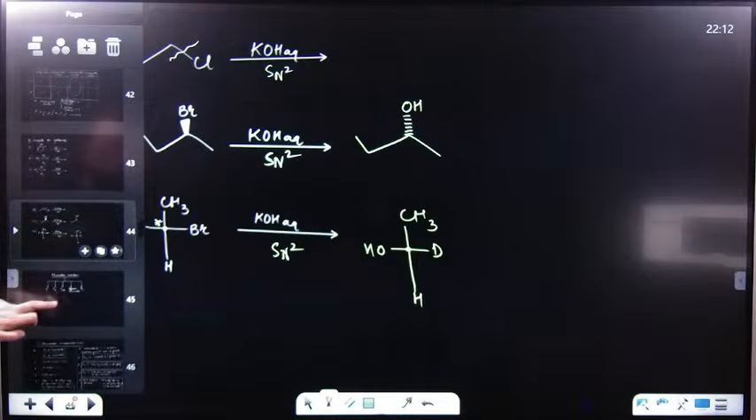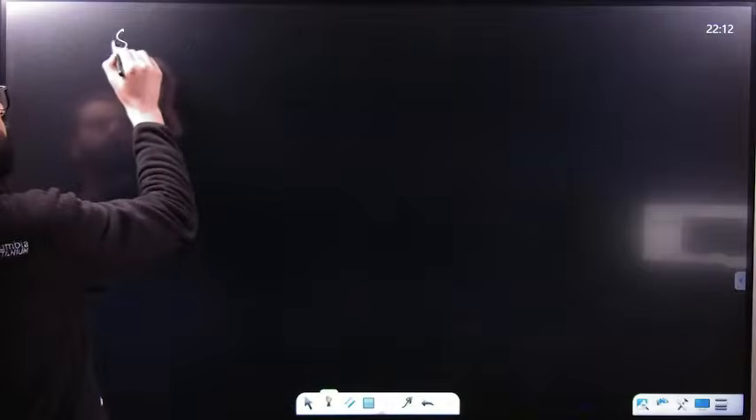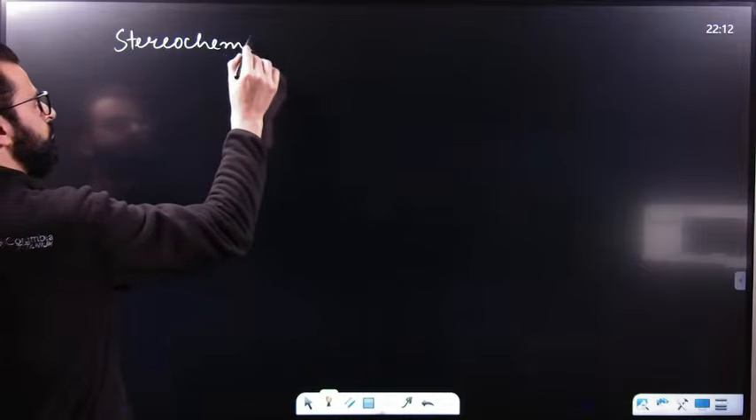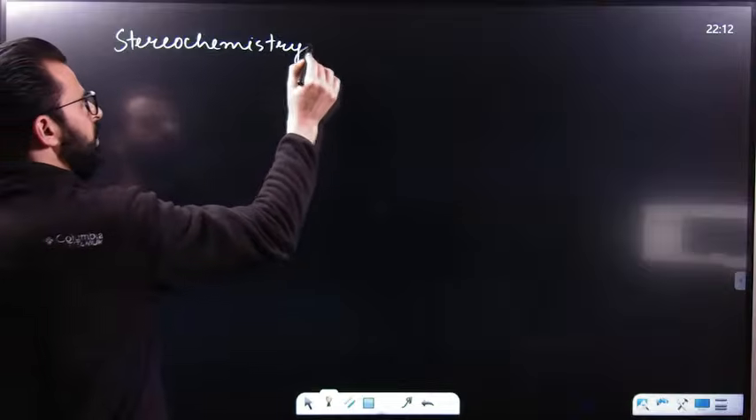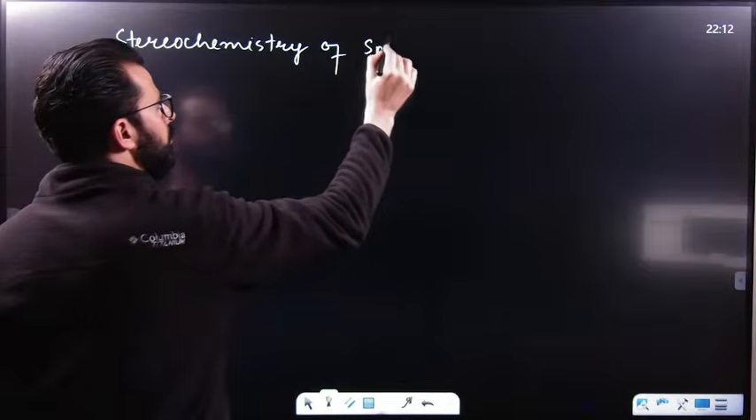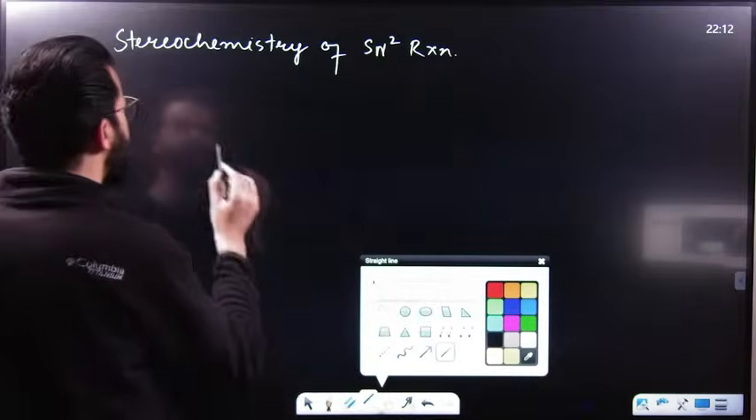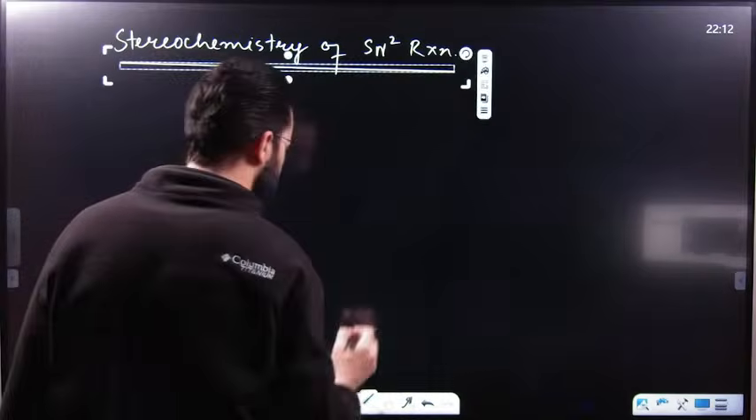But before elimination, let me show you the stereochemistry of SN2 reaction. So during SN2 reaction, complete backside attack takes place, or 100% backside attack takes place. That means complete inversion takes place.